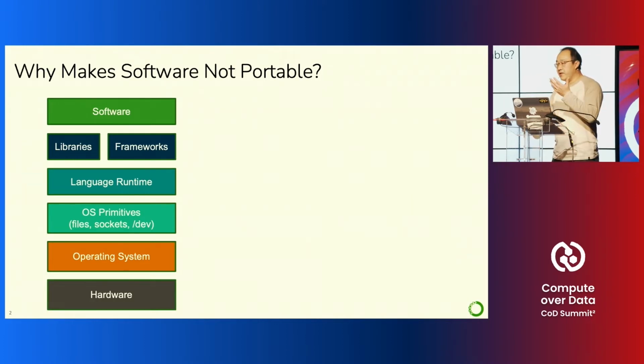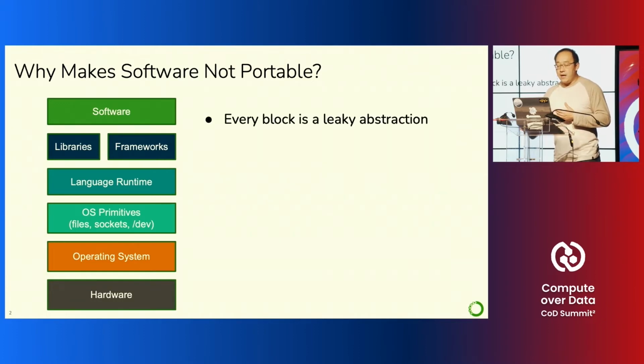And hopefully this is not too controversial of a stack. What I would say is that what makes software not portable is that every single one of these blocks is a leaky abstraction. By leaky, it means that if you're programming at that level, you're going to stumble over holes in it. But it also means that you can poke through that hole and touch something underneath you're not supposed to touch and make software that then becomes very unportable.